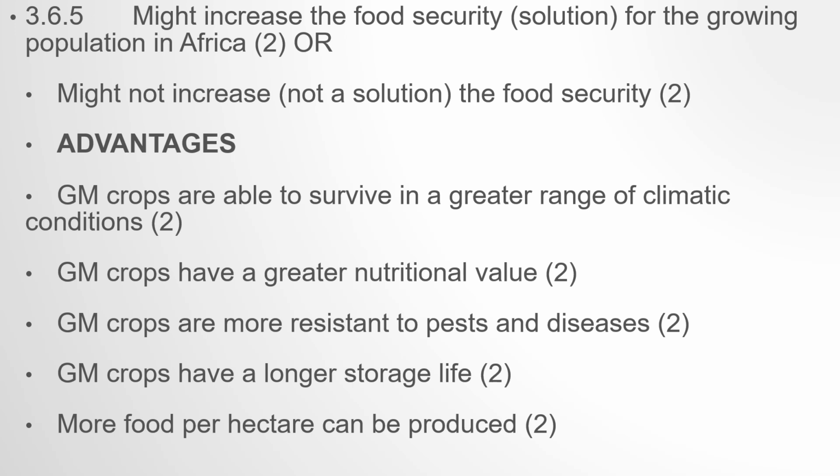Now, the paragraph question. So you could start off firstly by saying it might increase food security for the growing population, or you could say the opposite. It might not increase. It's not a solution. For 2 marks. They now mention an advantage. So GM crops are able to survive in a greater range of climate conditions, have greater nutritional value, more resistance to pests and diseases, have a longer storage life, and more food per hectare can be produced.